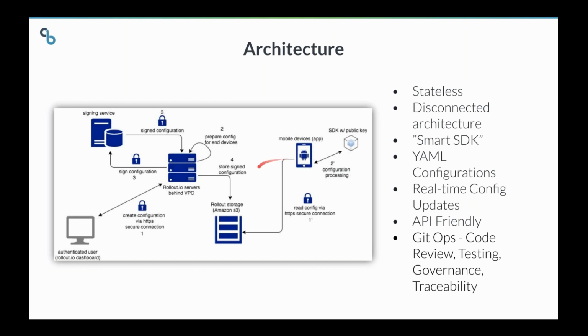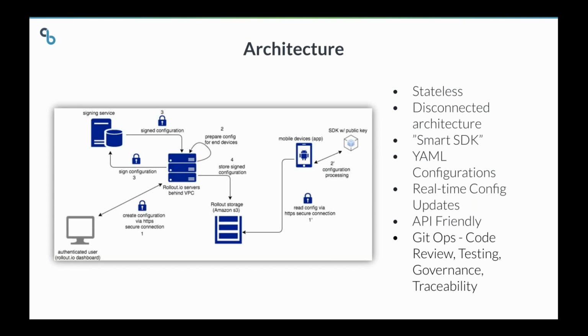So the user's device isn't in constant communication with our servers, right? It's a stateless architecture, but once there is a new configuration file, we let all the user devices know. Then they go ahead and grab those configuration files, and now they can use those configuration files for their feature flag logic, right? And so this kind of architecture was set up for two reasons.